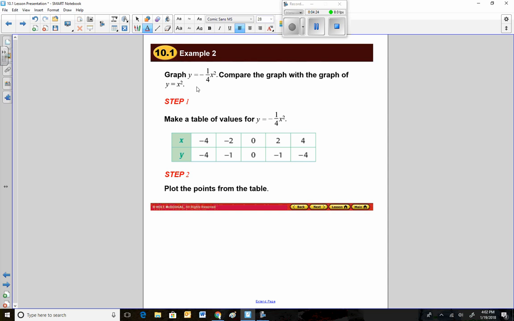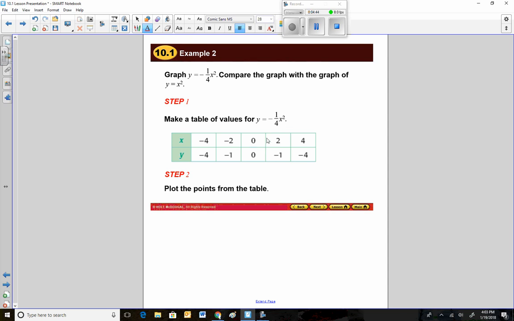All right, what happens if you get a negative 1/4? As you would expect, the negative flips it upside down, and the 1/4 will cause it to get wider. Now, if you want to actually plot some points, you just go ahead and write this equation, give yourself an x and y, and just start substituting in x's to figure out what your y values would be.